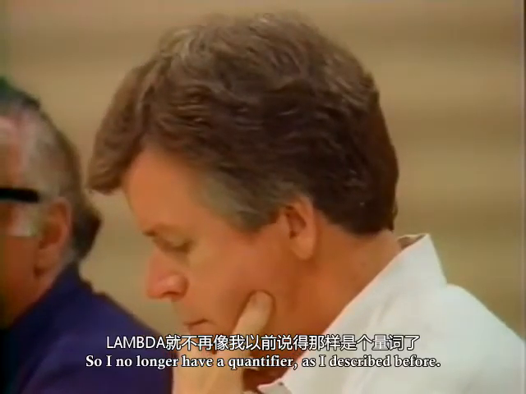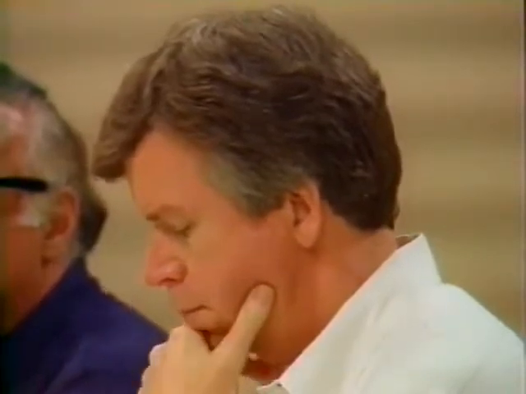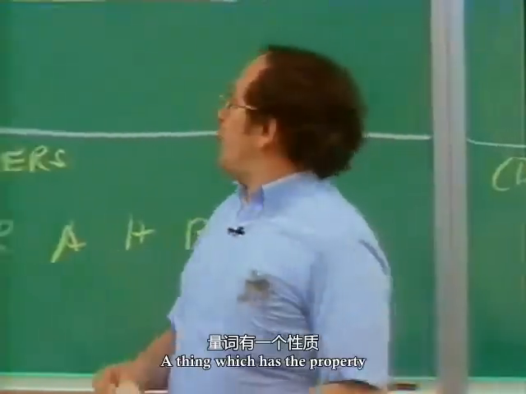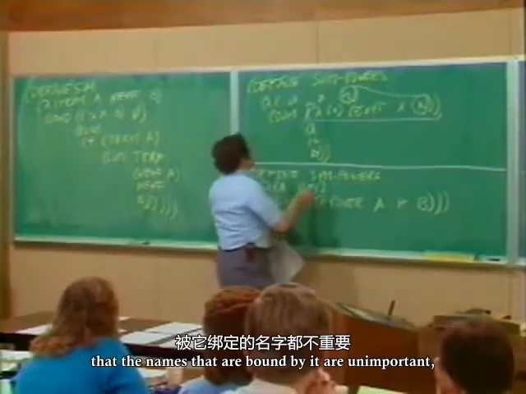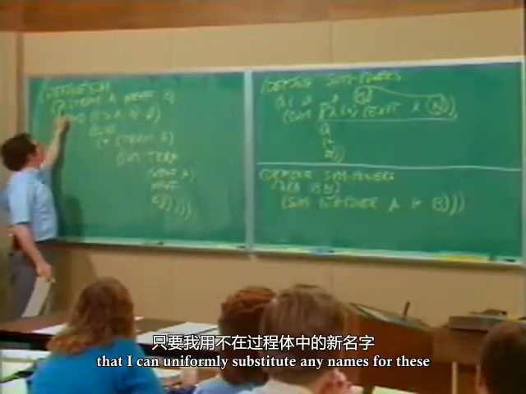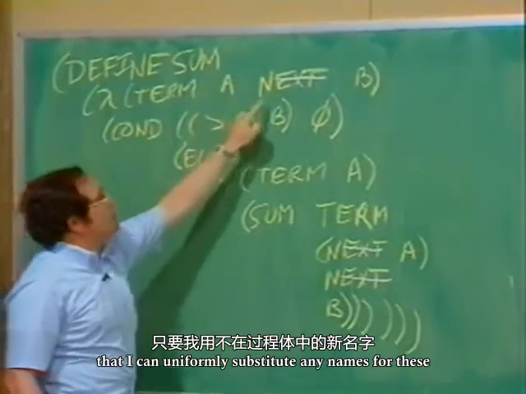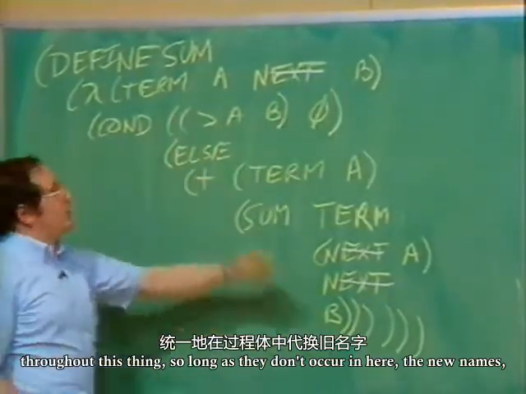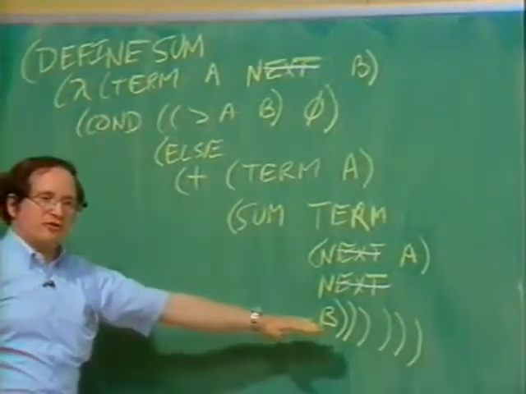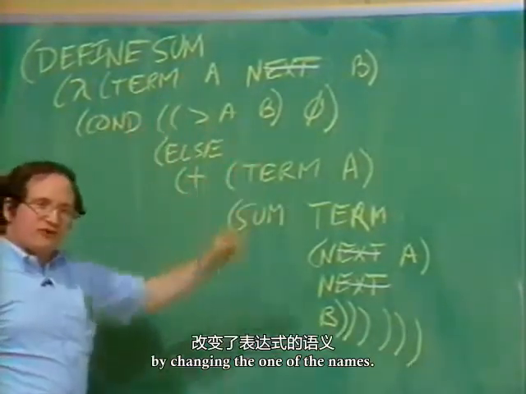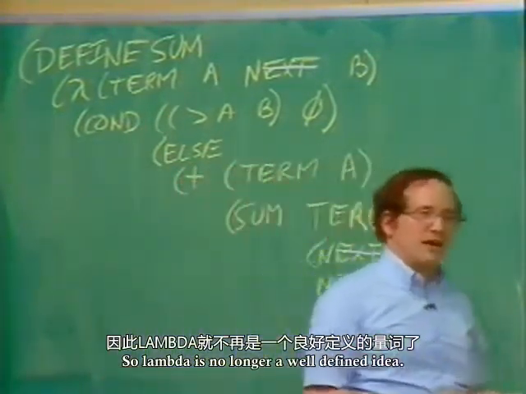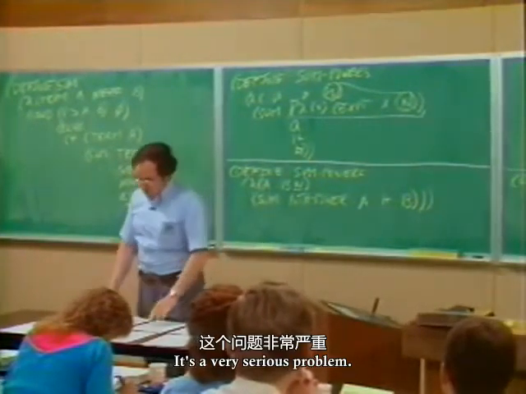So I no longer have a quantifier, as I described before, which is a lambda symbol, supposed to be a quantifier, a thing which has the property that the names that are bound by it are unimportant. That I can uniformly substitute any names for these throughout this thing, so long as they don't occur in here, the new names. And the meaning of this expression should remain unchanged. I've just changed the meaning of the expression by changing one of the names. So lambda is no longer a well-defined idea. It's a very serious problem.